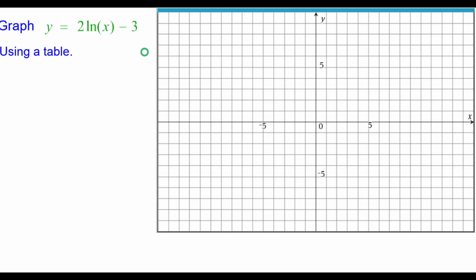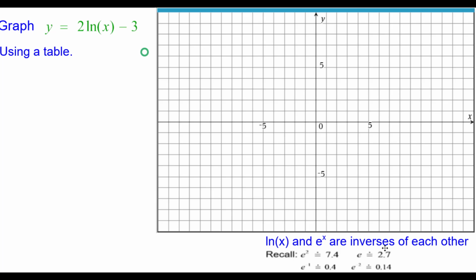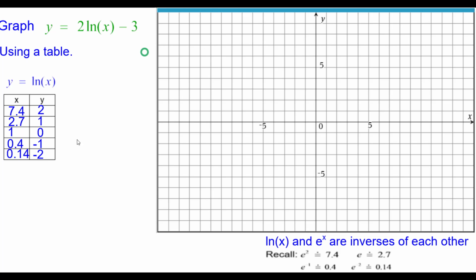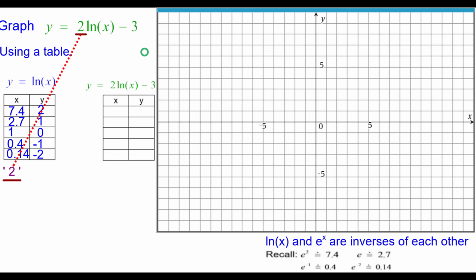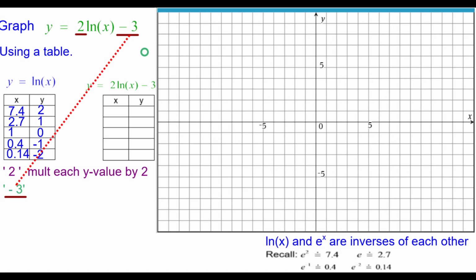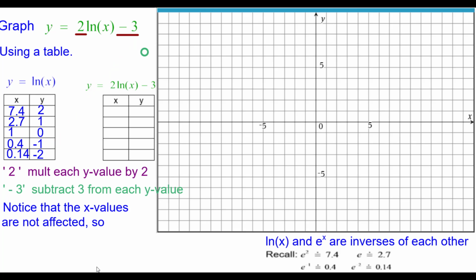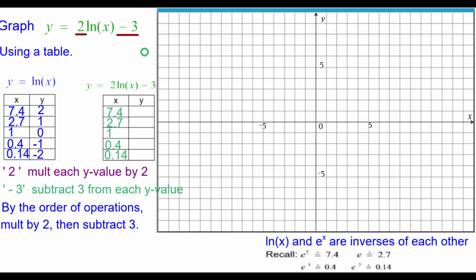Let's look at a second way using a table. Again, recall the natural log and e to the x are inverses. These are the powers of e we need to know. And so these are 5 ordered pairs from the natural log of x that we will use. The 2 multiplies each y value by 2, and the minus 3 subtracts 3 from each y value. Notice that the x values are not affected, so we'll keep the x values the same. And by the order of operations, we multiply first and then subtract. So we'll multiply by 2 and then subtract 3.